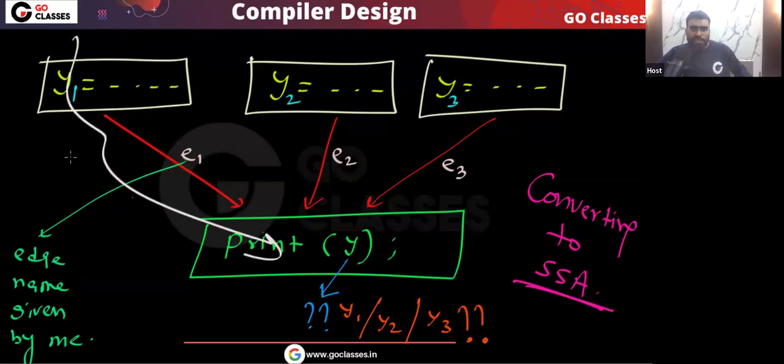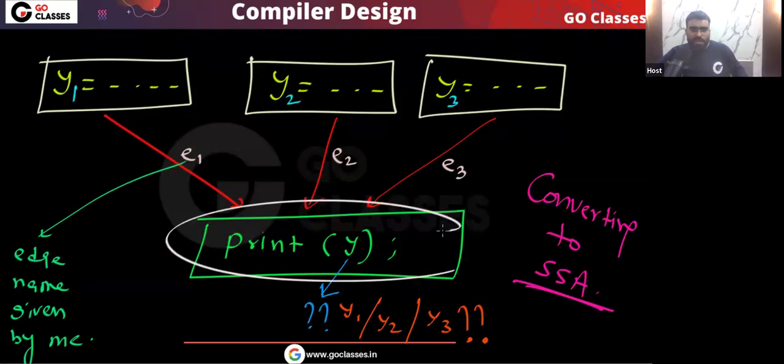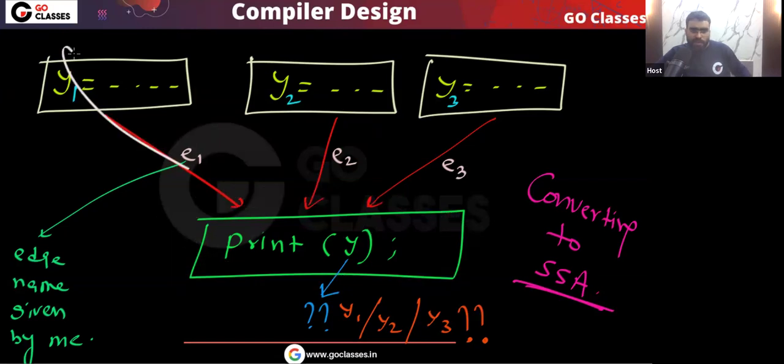If I am coming from this edge at this point, then I should print y1. If I am coming from this edge, I should print y2. If I am coming from this edge, I should print y3. So where is the solution? What to print here?